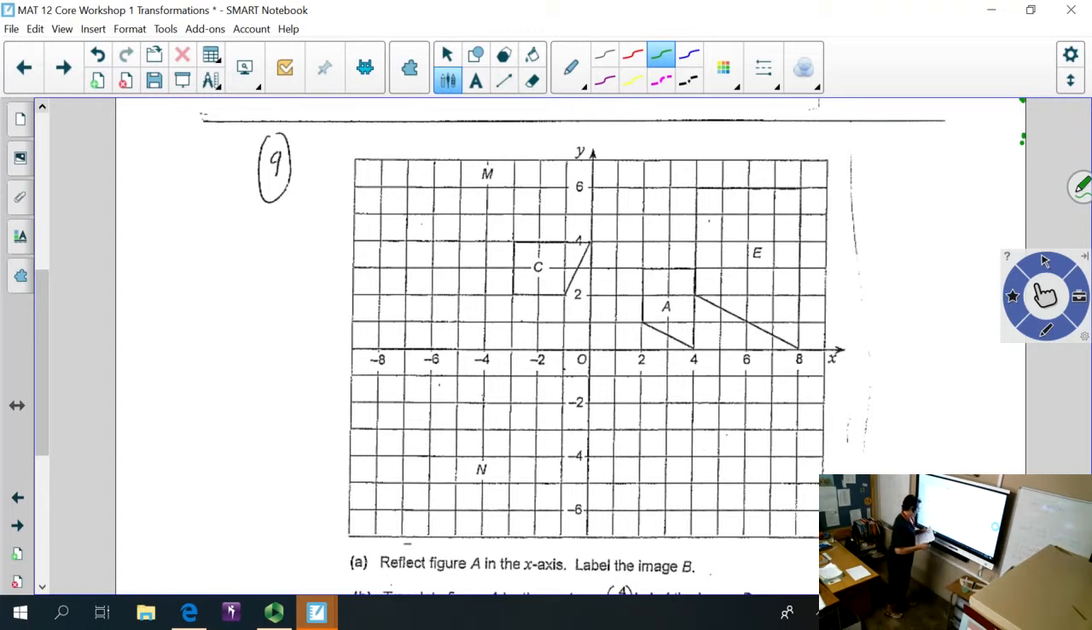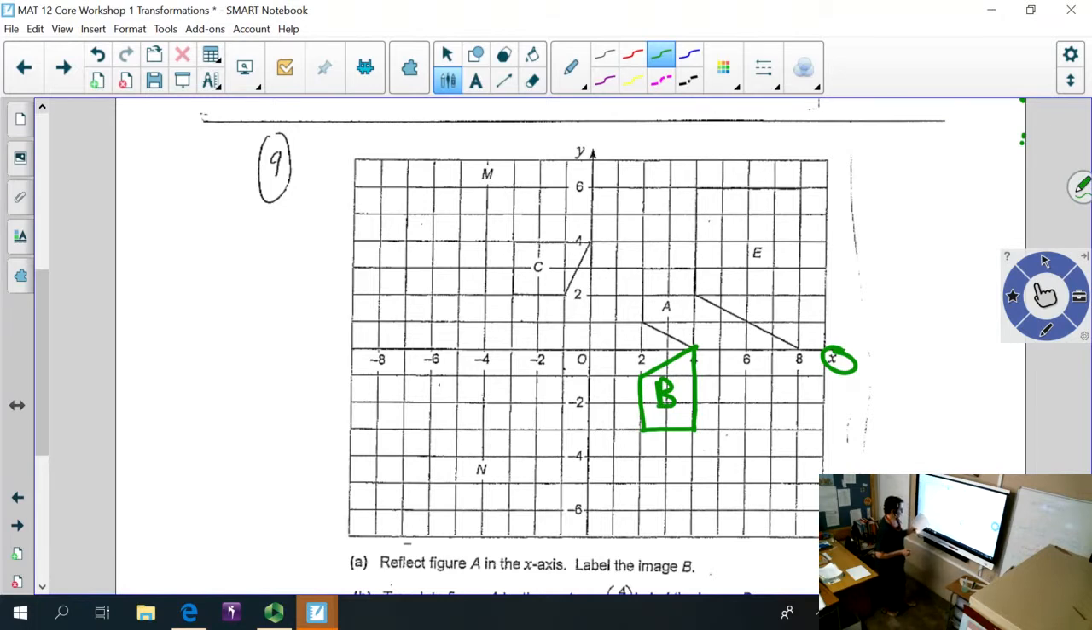Okay, reflect figure A in the x-axis and label it B. So this is the x-axis, look there, where you have to reflect it. And this is this one that we should reflect. So it's here on the line. This one is 3 blocks up, so I go 3 blocks down. 2 blocks there, 2 blocks back there. And we have to label this one B.